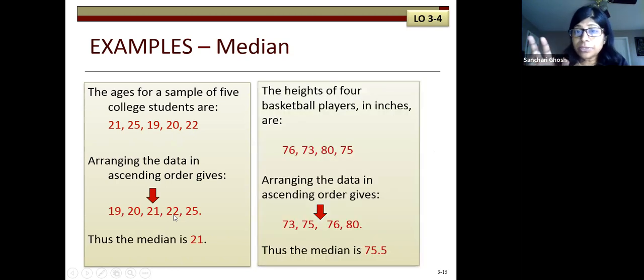Let's see an even numbered combination: 76, 73, 80, 75. Again, arrange them in ascending order: 73, 75, 76, and 80. The median is 75.5. Why? Here, you cannot take the middle value. You take the sum of these two and take a plain average. Yes, that is going to give you the median. The median may not be within the sample, just like the arithmetic mean. 75 plus 76 divided by 2 is 75.5.